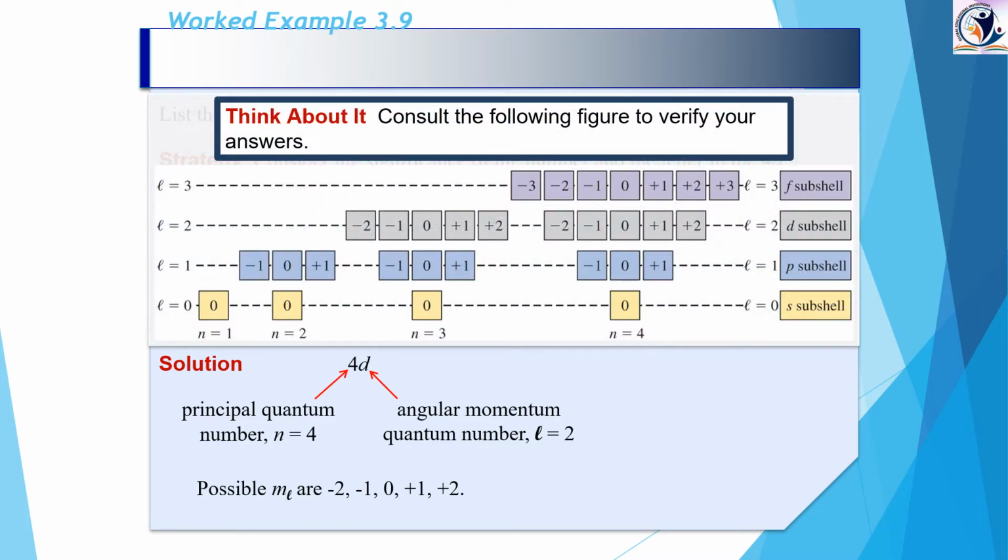Now, to verify your picture, come on, see whether this is correct or not. Let us see where exactly 4D is. Here this is the D shell. We know that l equals 0 for the s subshell, l equals 1 for the p, l equals 2 for the d, l equals 3 for the f subshell. So these are the values of different principal quantum numbers.